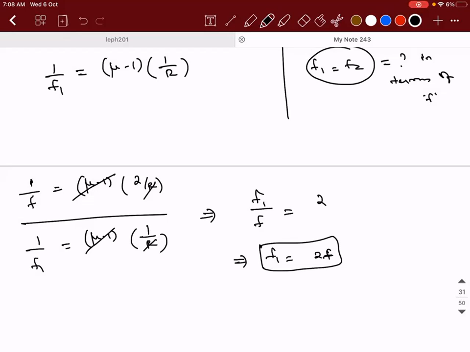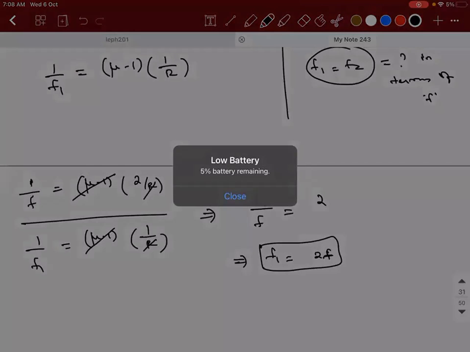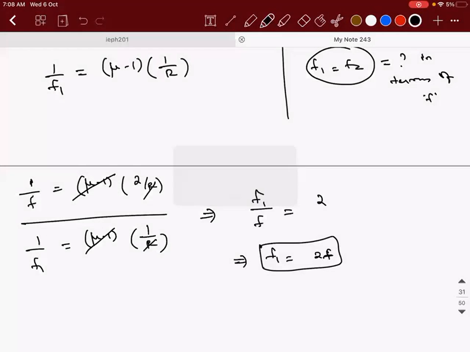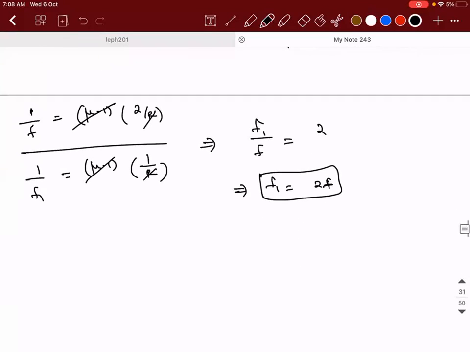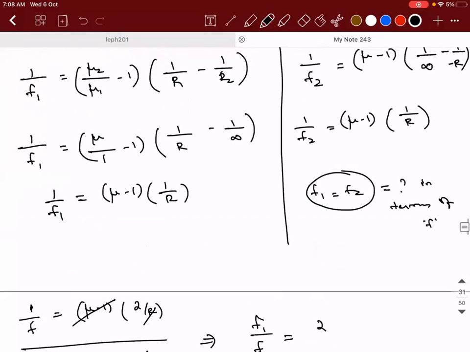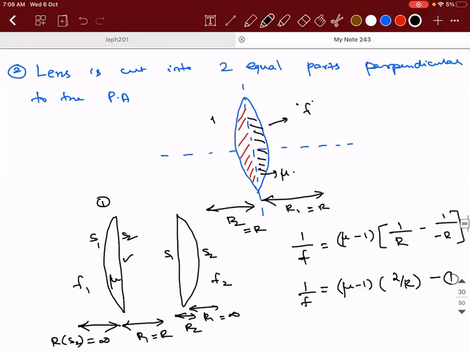Okay, when you cut it into two equal parts, what will happen? The focal length will get doubled. Okay. So, sir, this is the ratio between the original focal length and the new focal length, right, sir? Yes, that's right.